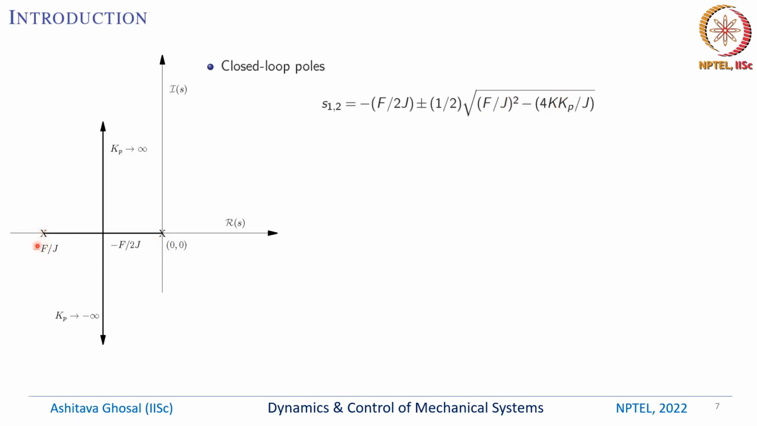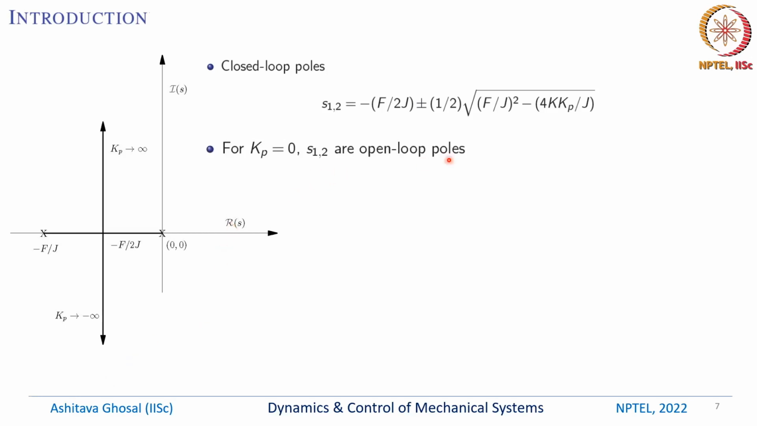So it starts from minus f by j and 0. As I increase Kp, one root will go this way, the other root will increase, and then after a while it becomes imaginary. And when Kp tends to infinity, these branches will go, one will go up and one will go down.